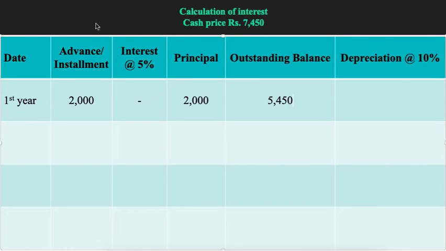But when we talk about the depreciation, depreciation will be charged at the end of the year. Right now, in the first year only, the first installment is paid. First installment of how much? 2,000 rupees was paid. Am I right? So on this 2,000 rupees is paid, but we have 5,450 rupees balance, right? So we are going to calculate interest on this 5,450 at the rate of 5%. When we do it, we are going to get 5,450 into 0.05. If we see, we are going to get 272 rupees, right?